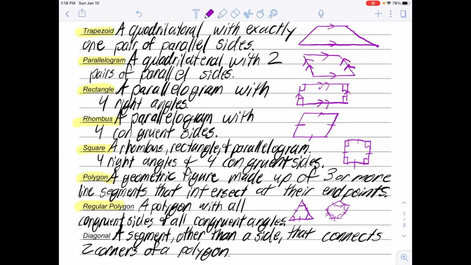And we know that they're all the same because of these little curves. The little curves tell us that the angles are the same, and the lines tell us that the sides are all the same. So when you're looking to see if something's regular, you're looking for the little curves in the corners, and you're looking for the lines on the sides to show you that they're the same.